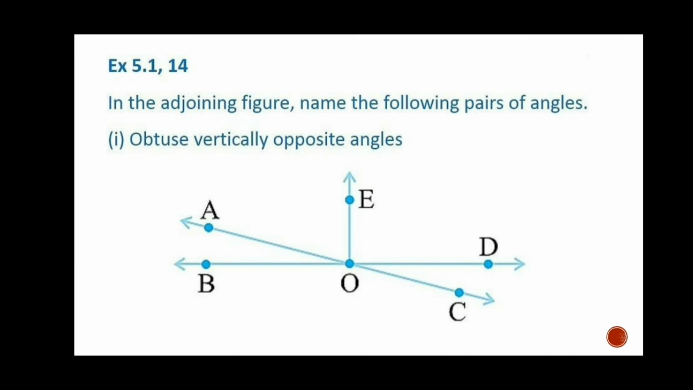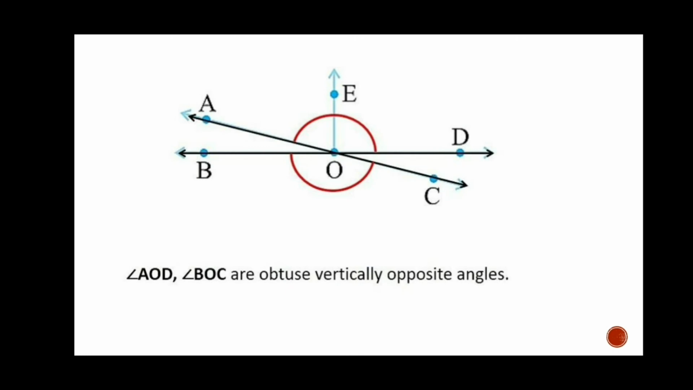Now we will do question number 14. Number 14 is: in the adjoining figure, name the following pair of angles. So we have to give the name of the following pair of angles. The first one is obtuse but vertically opposite angles. We have to name obtuse angles but they should be vertically opposite. From this figure you can see that there are two lines intersecting, that is line AC and line BD, and when lines intersect they form some angles.